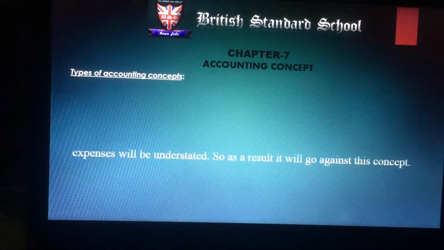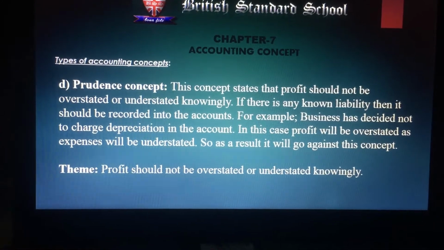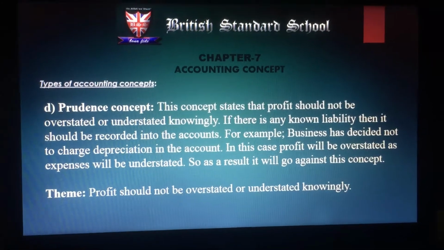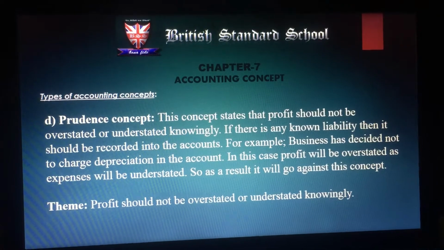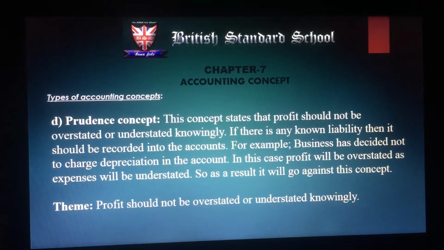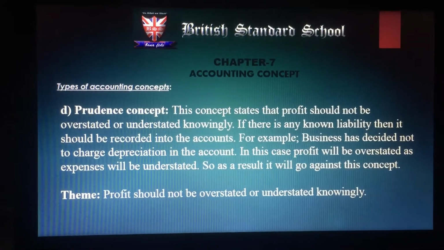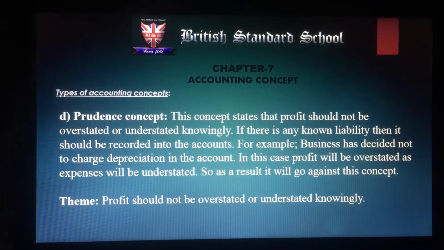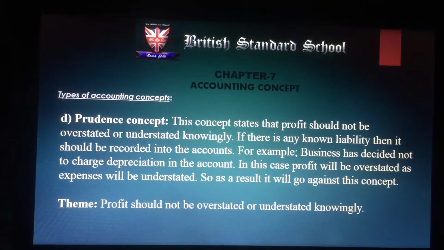Number 4 or number D, prudence concept. According to this concept, profit should not be overstated or understated knowingly. It means, for example, you want to charge depreciation for a particular item, but this year you have decided not to charge depreciation in the accounts. In this case, profit will be overstated because the expenses will be understated. So it will go against this concept, and you cannot do that.